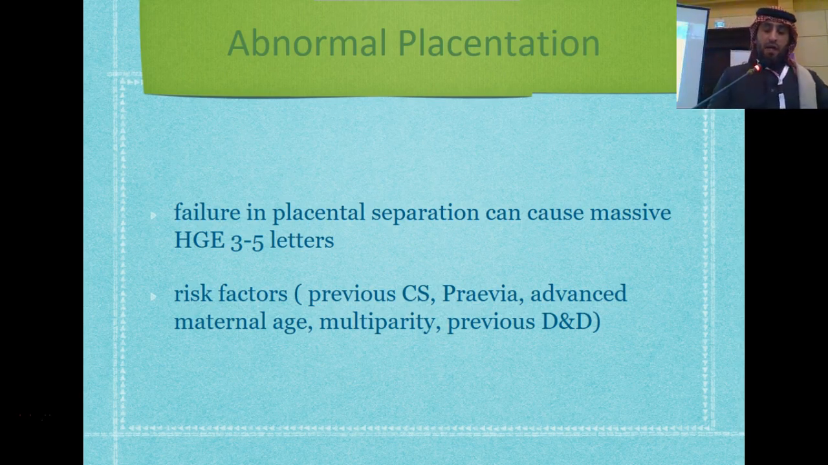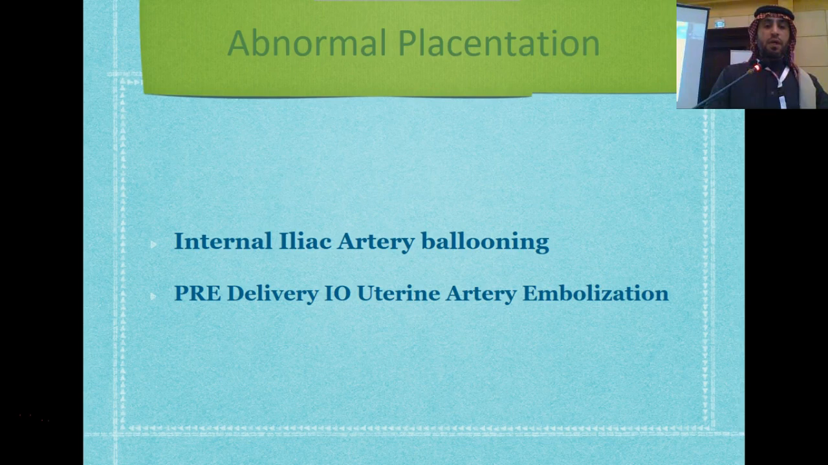So what other indication is there for IR that you need to remember? It's abnormal placentation. Abnormal placentation can cause failure of placental separation and can cause massive bleeding. Risk factors, as you all know, the most common is a previous C-section, previa sometimes associated, advanced maternal age, multiparity, or previous D&C. So there are two procedures that can be offered.